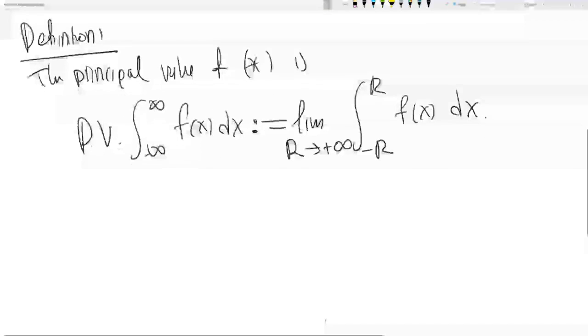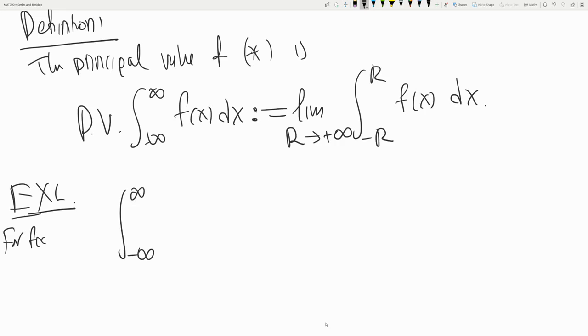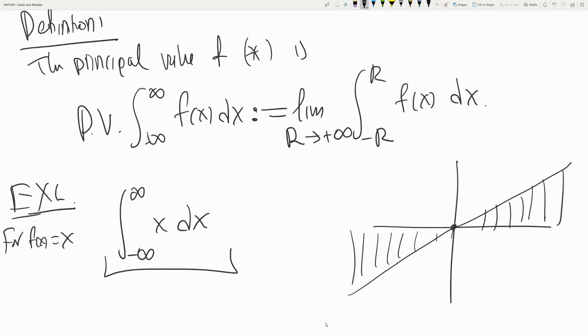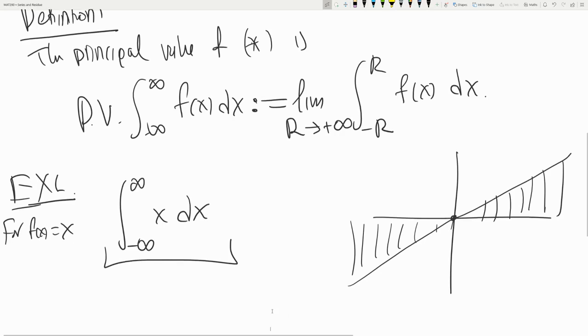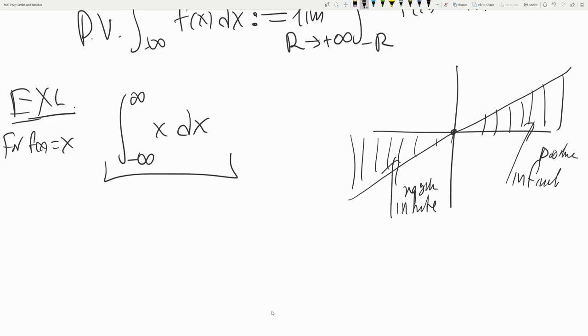Okay, so let me motivate this definition with an example. Consider the integral for f of x equal to x. So this is the graph, and this is the area we're looking for. Now clearly this seems to be infinite, right? So this is infinite, and this is also infinite. But this is negative infinite, and this is positive infinite.